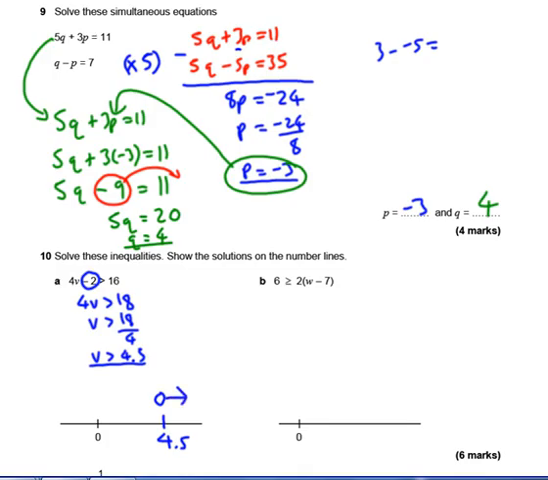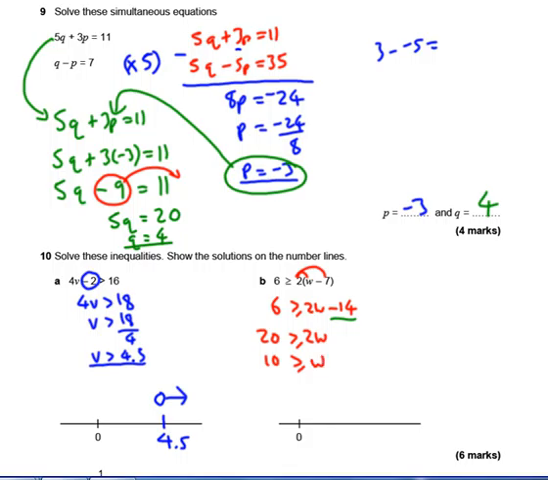Part B. First thing I would do is expand the brackets. So 6 is more than or equal to 2w minus 14. 2 times w is 2w. 2 times minus 7 is minus 14. Now to get the w on its own, the opposite of minus 14 is to add 14. So 6 add 14 becomes 20. So 20 is more than or equal to 2w. To get w on its own, we now divide by 2. So 10 is more than or equal to w.